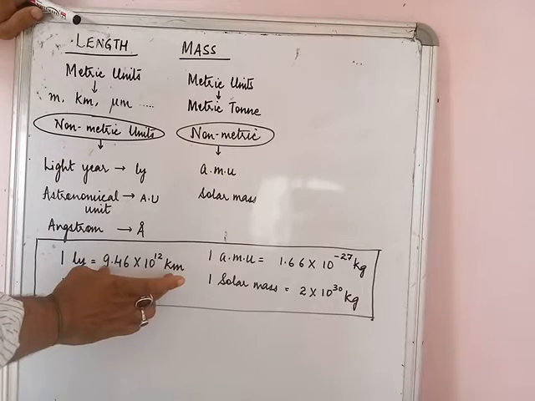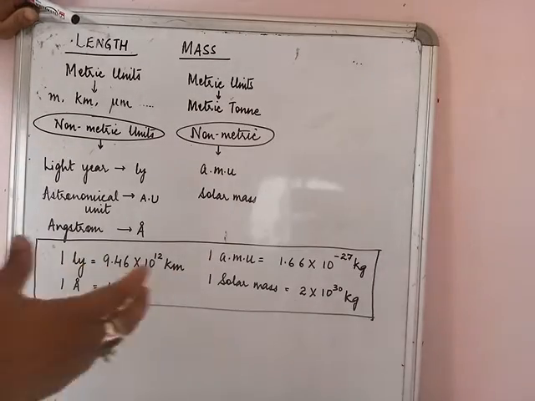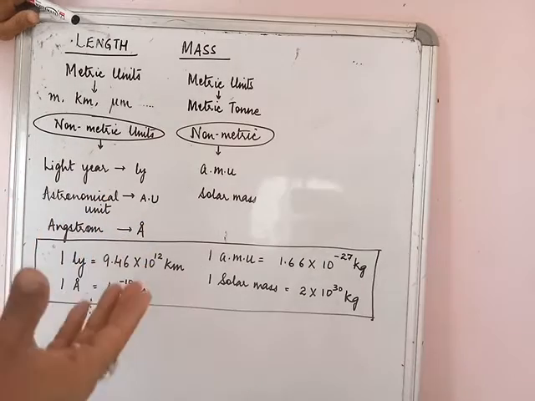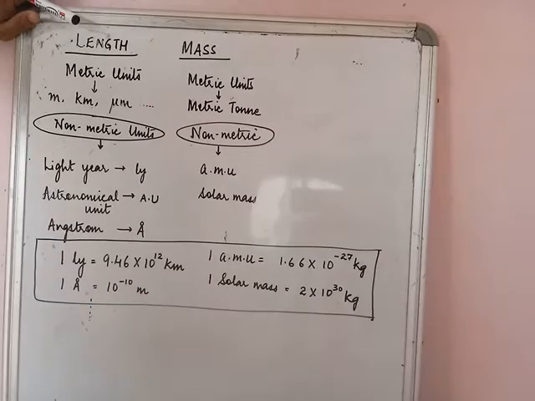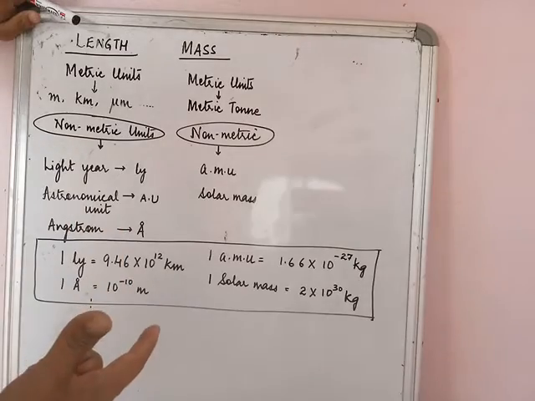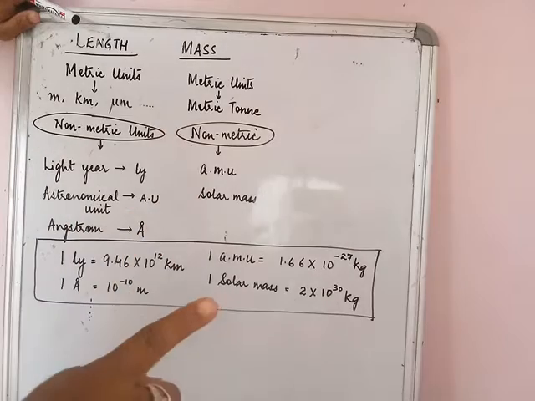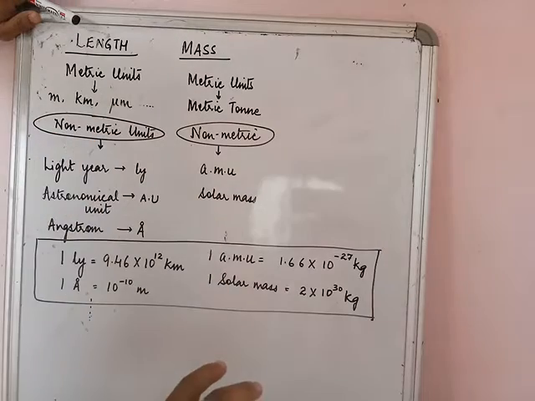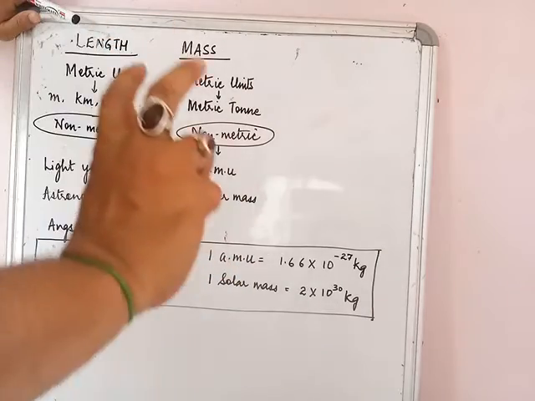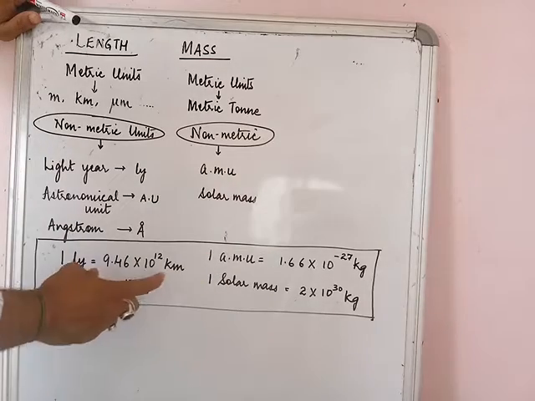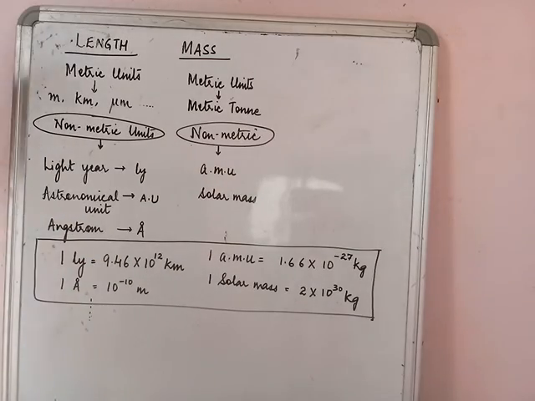If you want to see how this value came, you can use the basic concept of light year. Light year is the distance traveled by light in 1 year. So distance is equal to speed into time. Speed of what? Speed of light. And what is the time? 1 year. So you convert the speed of light into SI units, and then you convert the time for which it is traveling, 1 year, into seconds. You will get the distance in meters. Similarly, you can convert that into kilometers also.